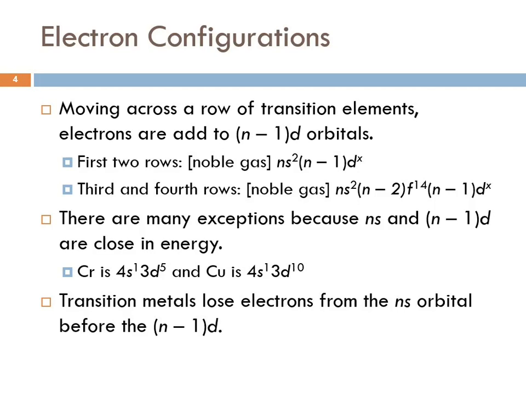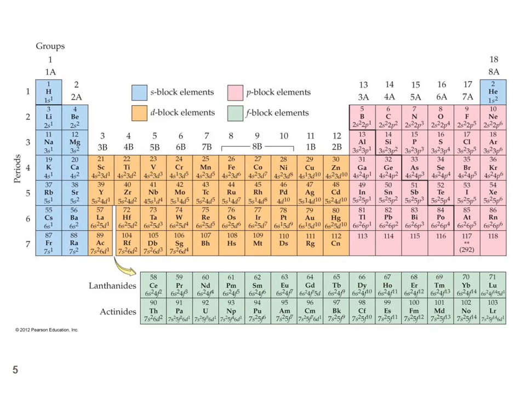In the first 2 rows of the transition elements, the electron configurations follow this pattern for the most part. Whatever the previous noble gas is, ns2 and (n-1)d^x. So x can be 1 to 10. In the 3rd and 4th rows, we've got the noble gas, ns2, but we also have a filled f sublevel, and then the d's. So let's go to the periodic table and look at that.